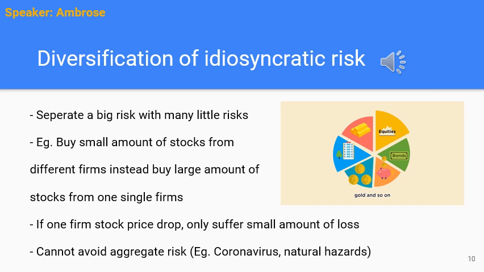Let's talk about diversification of idiosyncratic risk. This means we separate a big risk into many little risks. For example, you buy small amounts of stocks from different firms instead of buying a large amount of stocks in one single firm. Why do we do that? Because we want to separate the risk.